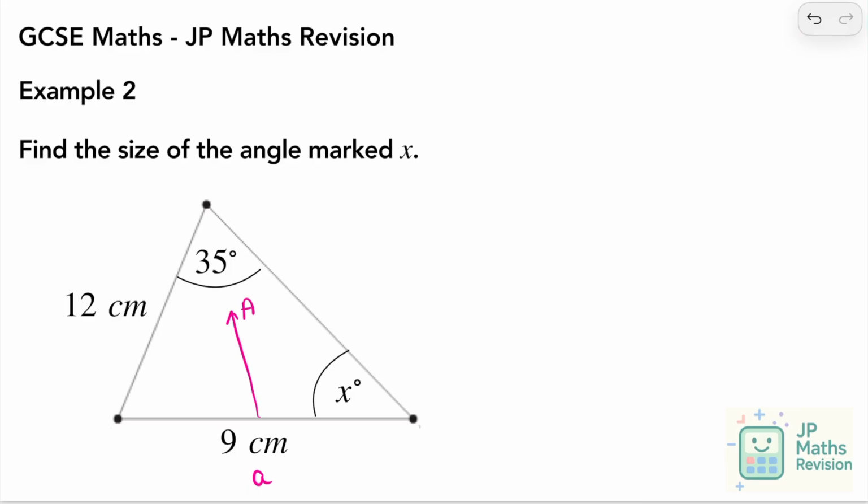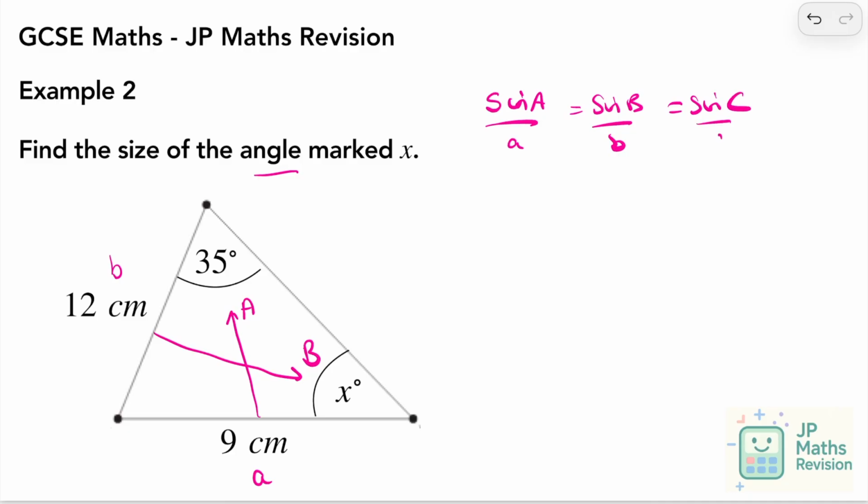If I call 12 centimetres B, the angle opposite 12 centimetres needs to be capital B. This time we're trying to find a missing angle, so I'm going to use the other version of the sine rule that states that sine A over A equals sine B over B, which equals sine C over C. So if I plug in the values, I end up with sine of 35 over 9 equals sine of X over 12. So to get sine X by itself, I need to multiply both sides by 12.